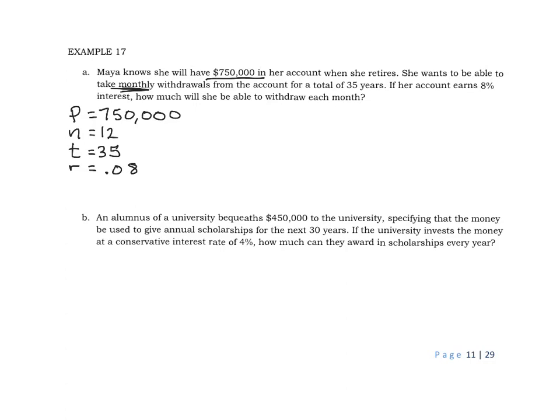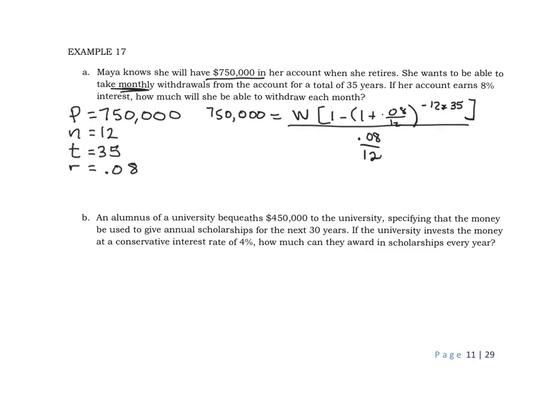Okay, so this is going to be a little challenging, right? Because this time we have the $750,000 over here equals, and then we're looking for the amount of our withdrawal. And so we've got bracket 1 minus parentheses 1 plus 0.08 divided by 12. Close our parentheses. Raised to the negative 12 times 35th power, and we need to close that bracket. And we're dividing by the quantity 0.08 divided by 12.